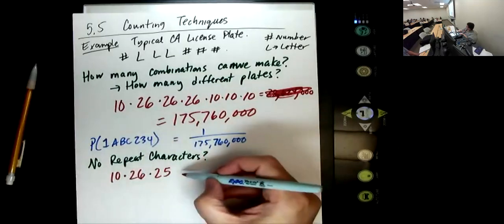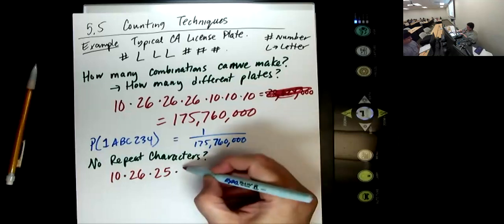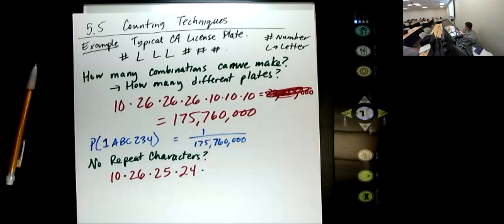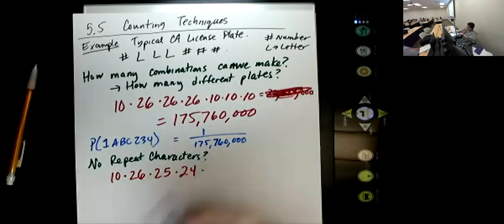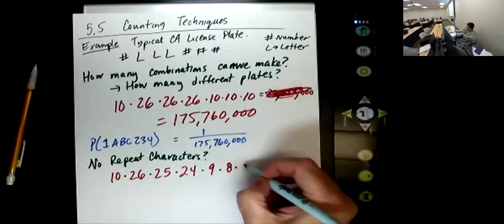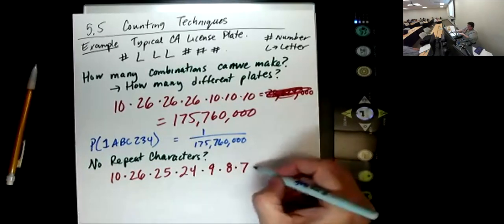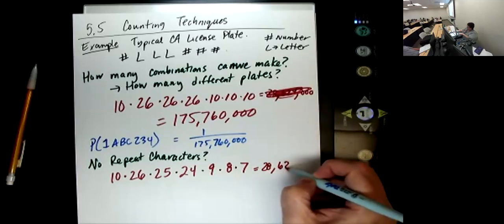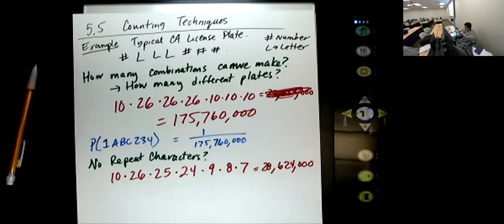What about the third letter? It's 24. What about when we get to the second number? 9, and the third number will be 8, and the fourth number will be 7. This is where you get the 28 million I was giving you earlier. So there are a lot fewer combinations.